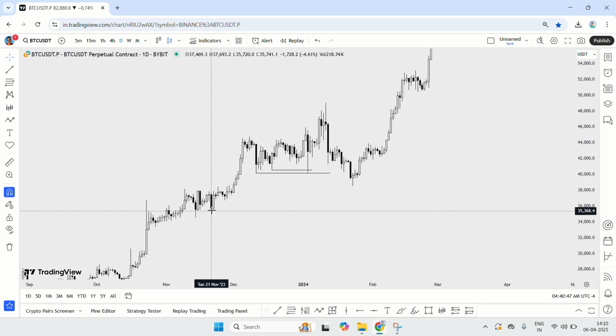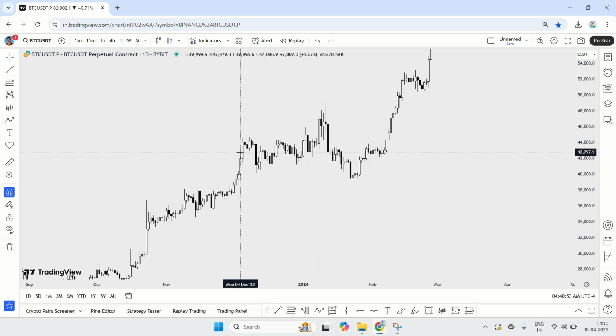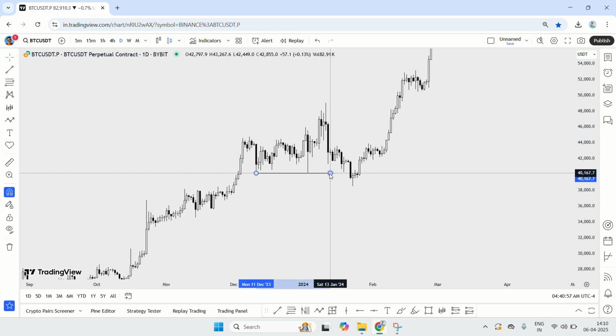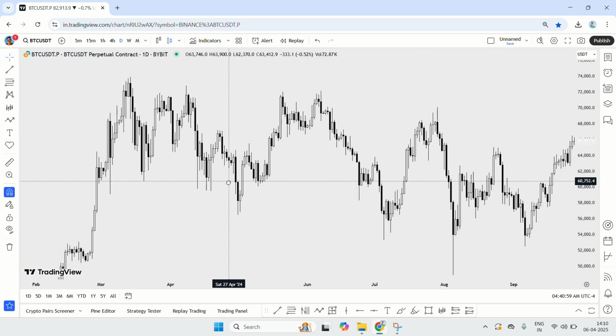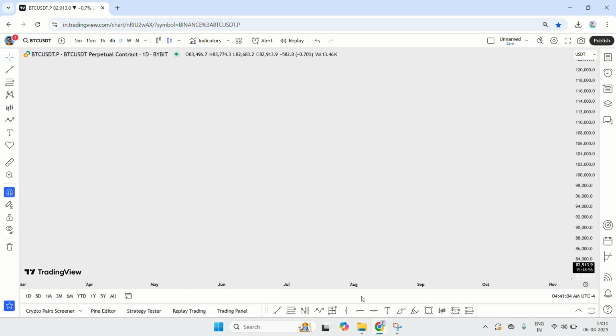Look at this low probability condition, same. We were just going higher and higher. Look, just higher and higher. So these are the low probability conditions, and why? It's because of accumulation and distribution. So here it is. Let me show you.